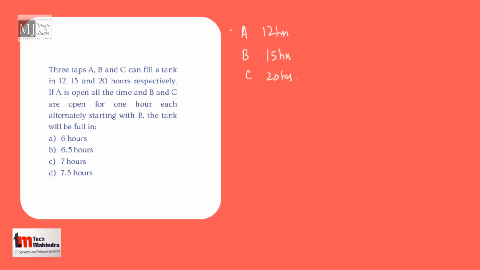If A is open all the time, and B and C are opened for 1 hour each alternately, B and C would be working in alternate hours. We can say it is an alternate time work schedule sum. And I would always prefer working rule number 2, which we have discussed, that is the LCM rule, or you may call it the CM rule, that is rule 8 from the rule book. I'll always prefer the CM rule, the efficiency rule, rule 8, to solve these kinds of questions.